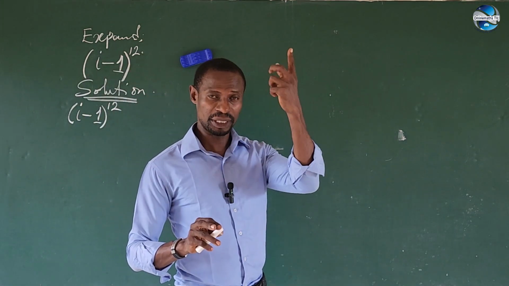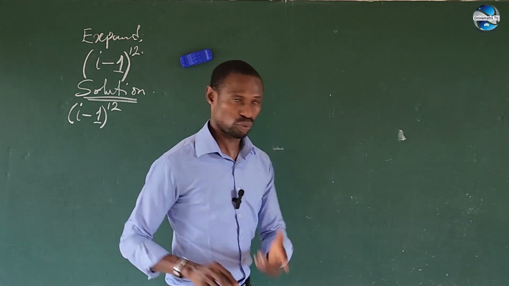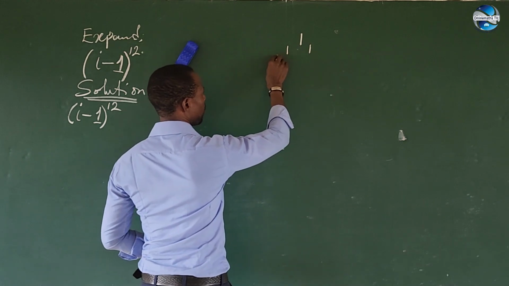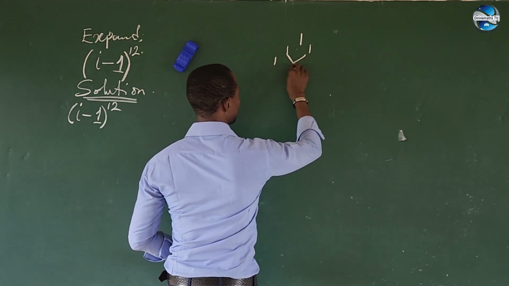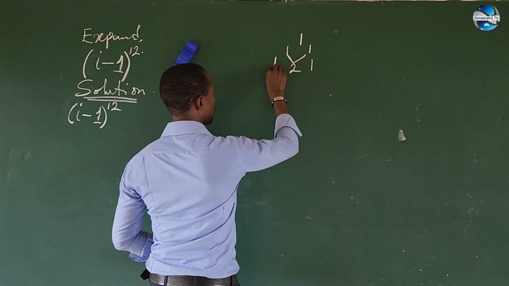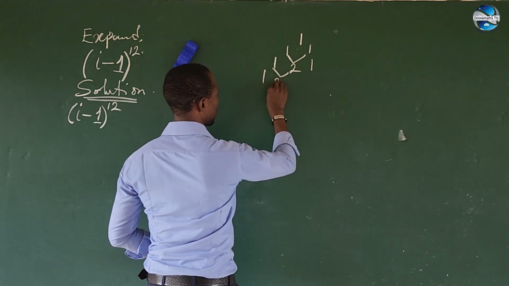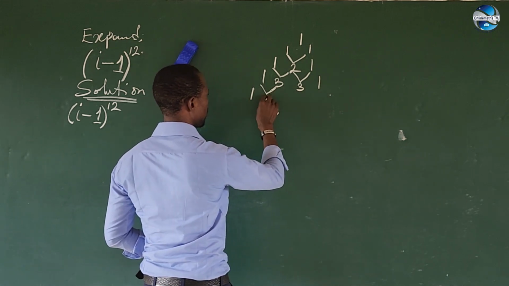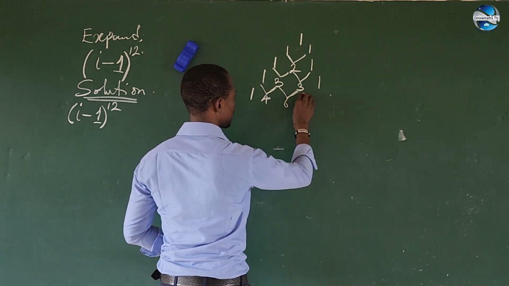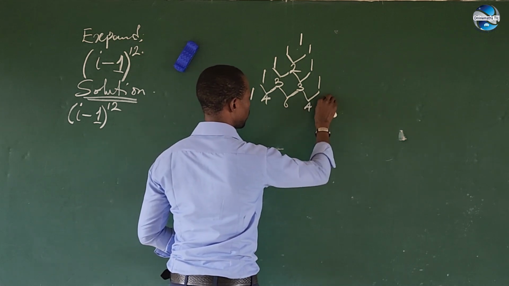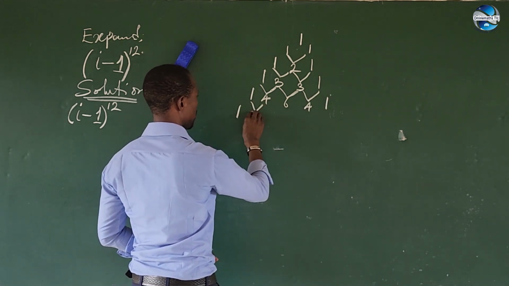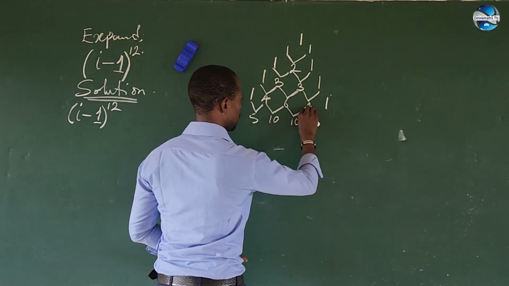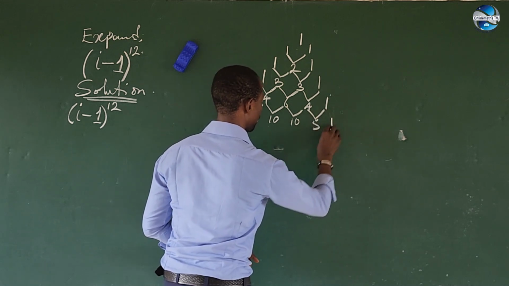So for our Pascal's triangle, from the power of 0 to the exponent of 12, we have 1, then 1, 1, then 1, 2, 1, then 1, 3, 3, 1, then 1, 4, 6, 4, 1, then 1, 5, 10, 10, 5, 1.